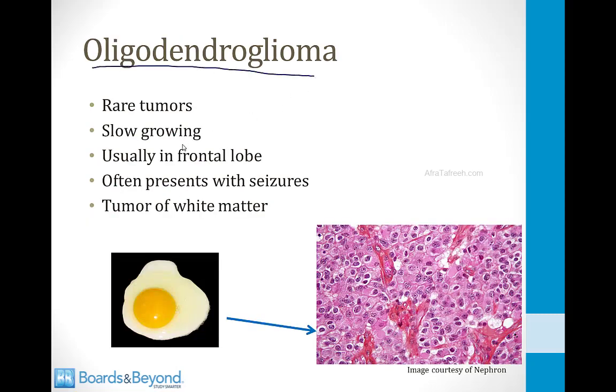They are slow growing, and they usually occur in the frontal lobe and present with seizures. They're a tumor of the white matter, and that's easy to remember because you know that the oligodendrocytes are what myelinate the axons in the white matter. The pathology is described as having a fried egg appearance.